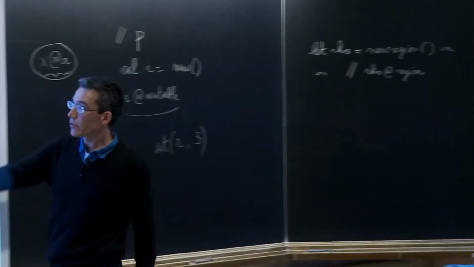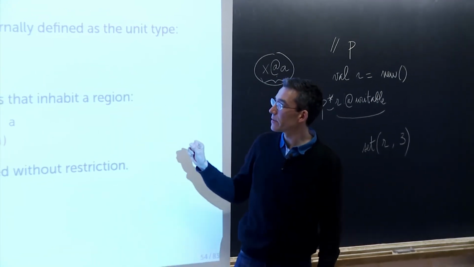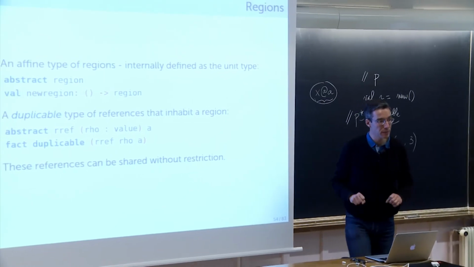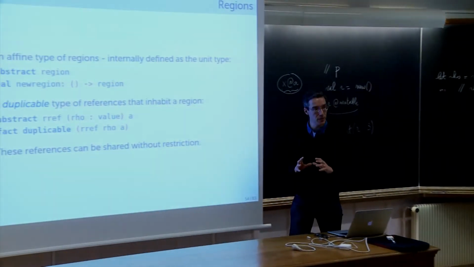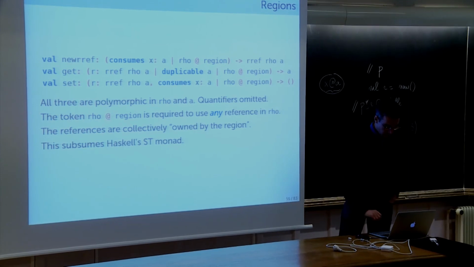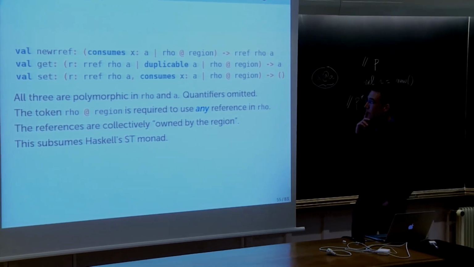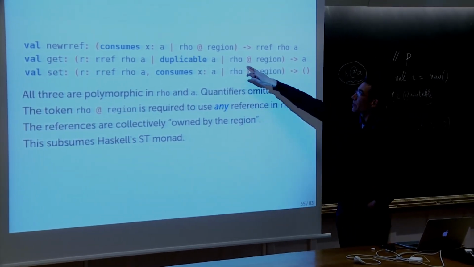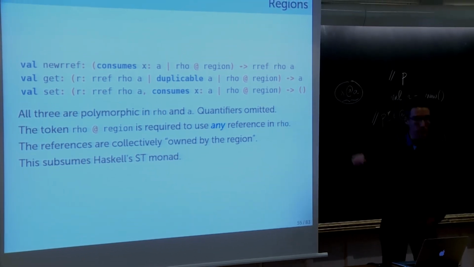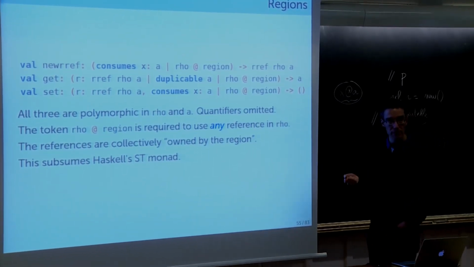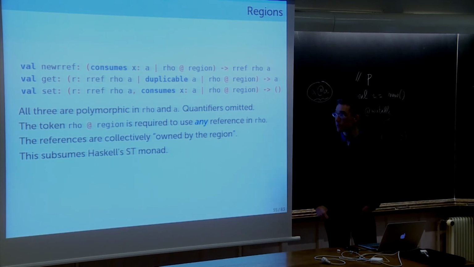So even though the type region is defined internally as unit, I'm not declaring that it's duplicable. I'm not publishing that fact. So the type checker views region as an affine type, and this means there is a unique owner. This permission here is affine. So every region has a unique owner. And now we have the usual 3 functions for creating references, reading and writing. And each of them requires rho at region and does not consume it. So you can think of rho at region as a token which proves that you are the owner of the region. And you have to thread this token through your calls to new ref, get and set.